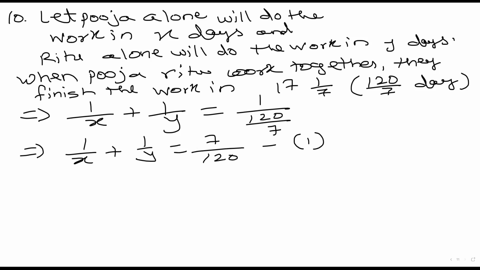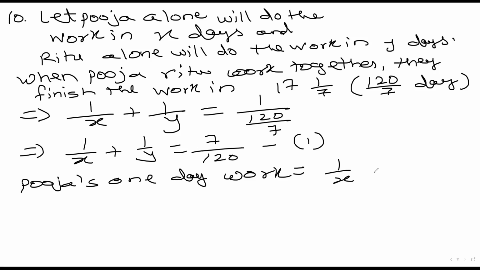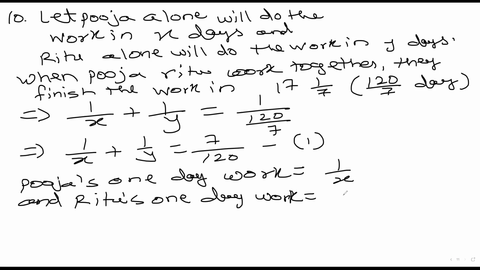Now, what is the other condition? If 1 day work of Pooja be 3/4 of 1 day work of Ritu. Write down Pooja's 1 day work. Pooja's 1 day work is equal to 1 upon x, because she takes x days, so 1 day work will be 1 upon x. And Ritu's 1 day work will be 1 upon y, because Ritu takes y days.